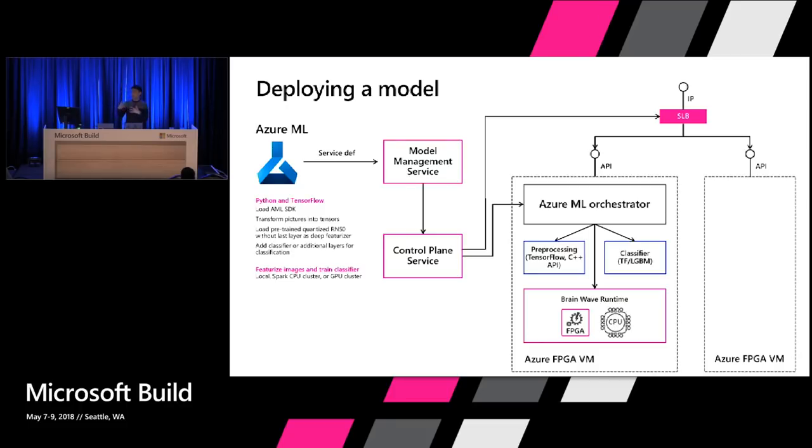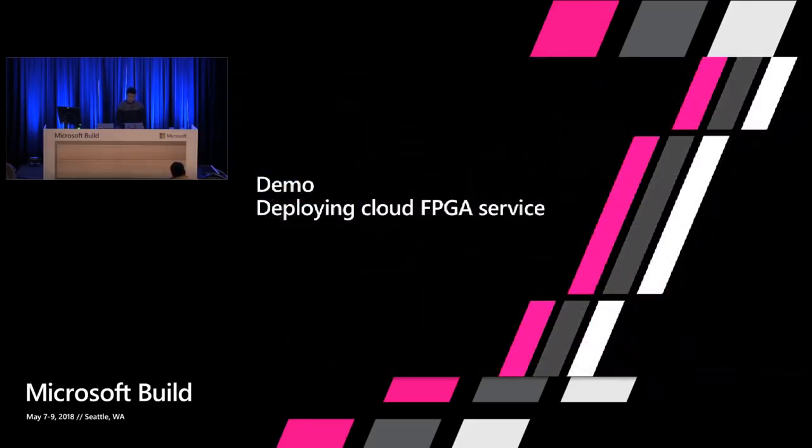So essentially, this is the architectural diagram of what happens when you click deploy. And I'll show you next that when you run that one line to deploy a model, all this is happening underneath the covers to give you that API. So let's jump to that right now, to our cloud service.